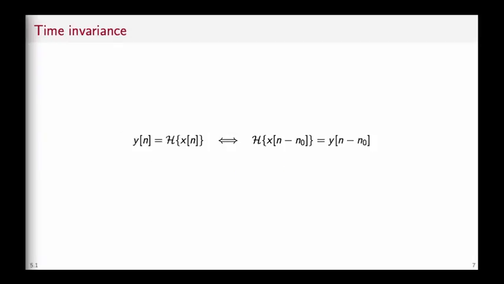The second requirement that we impose on the processing device is time invariance. Time invariance, in layman terms, simply means that the system will behave exactly in the same way independently of when it's switched on. Mathematically, we can say that if y of n is the output of the system when the input is x of n, well, if we put a delayed version of the input inside the system, x of n minus n0, what we get is the same output delayed by n0.